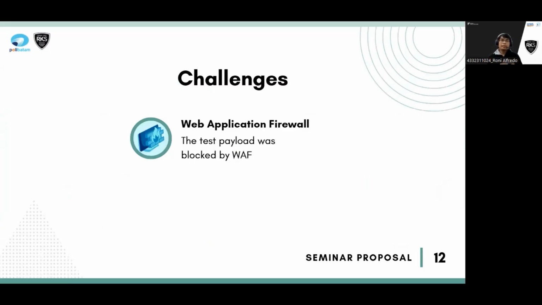One of the main challenges during testing was the presence of a web application firewall, or WAF, on the target websites. The WAF automatically filters and blocks several testing payloads before they reach the server. As a result, the testing process became more complex because the method had to be adjusted to bypass the filtering mechanism. This challenge shows that modern websites already have active defense systems to detect suspicious activities in real time.